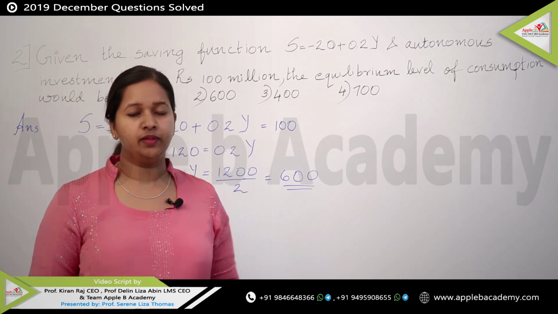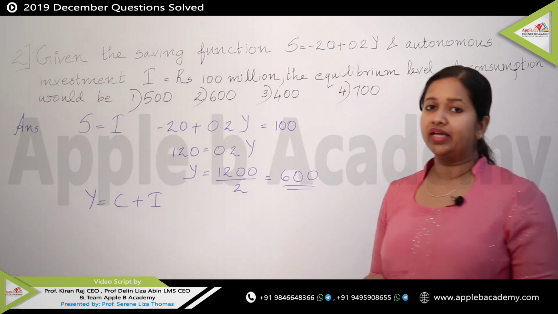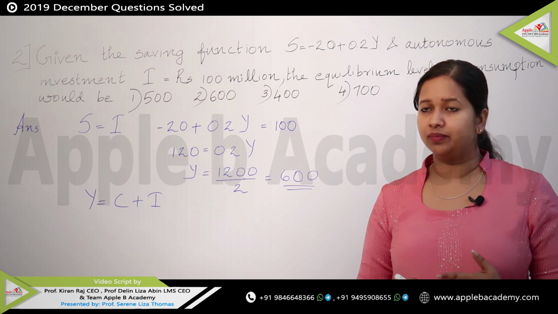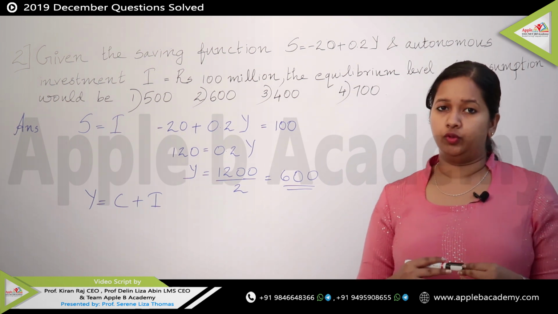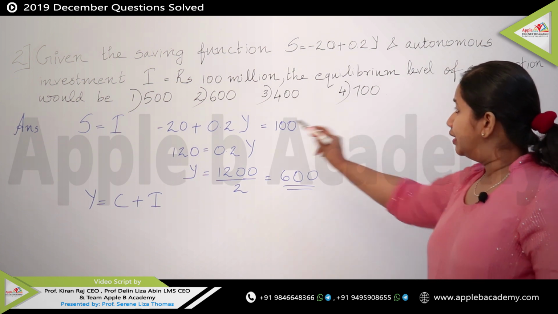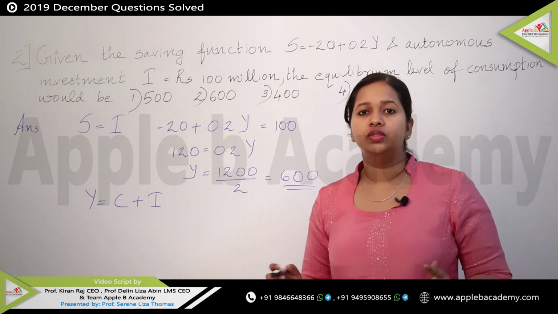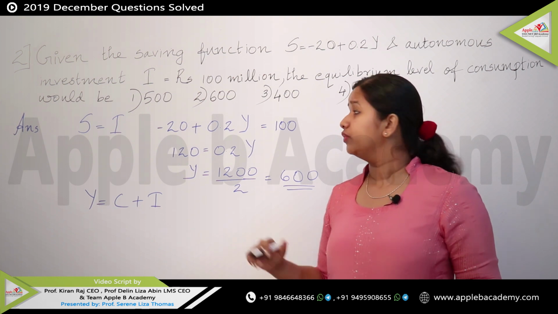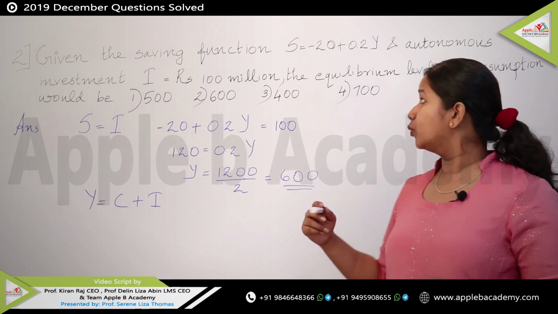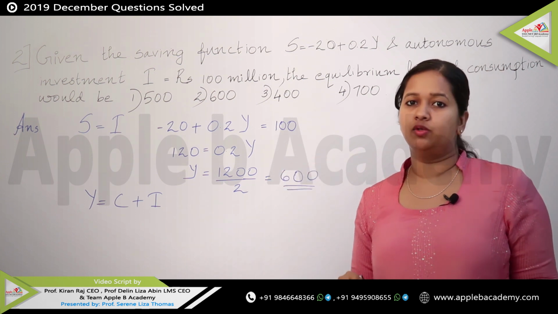Let's look at the second question. Given the savings function s equal to minus 20 plus 0.2y and the autonomous investment, which is 100 million, the equilibrium level of consumption would be. So we need to find the equilibrium level of consumption. Let's assume that all the units are expressed in million rupees. At equilibrium, saving is equal to investment. So we will equate the savings function to investment, which is minus 20 plus 0.2y equal to 100.